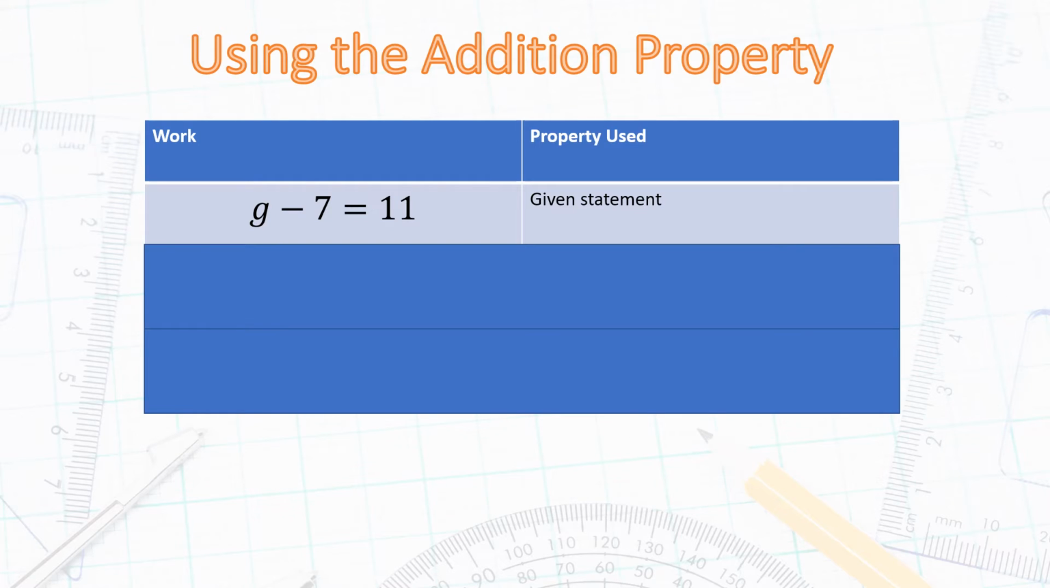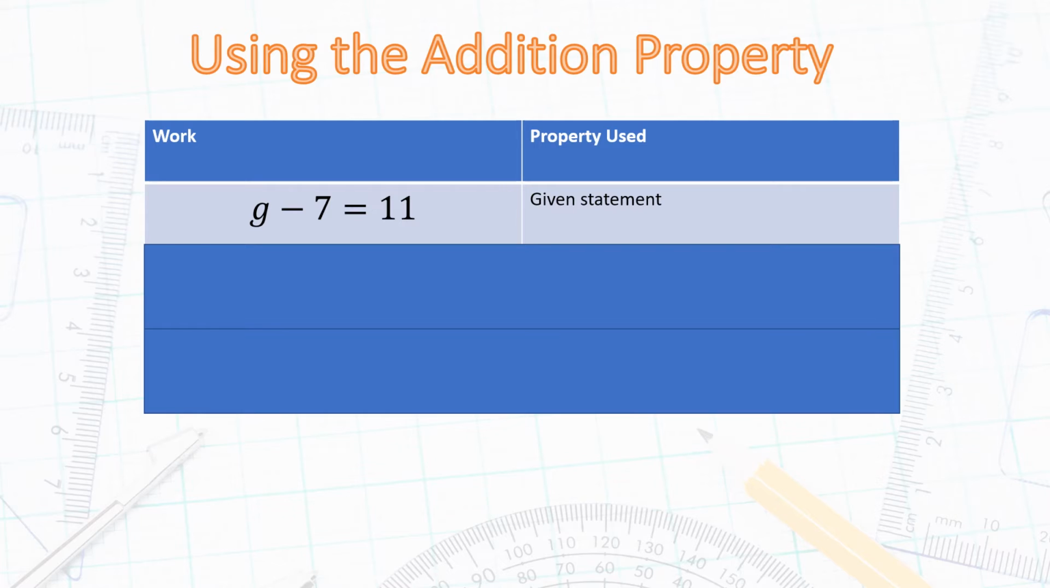All right, stringing it all together. Here's what we're trying to do. The problem we're given is g minus 7 equals 11. And that's what's given to us. So that's why it's called a given statement. If I want to get g on its own, then minus 7 needs to go.